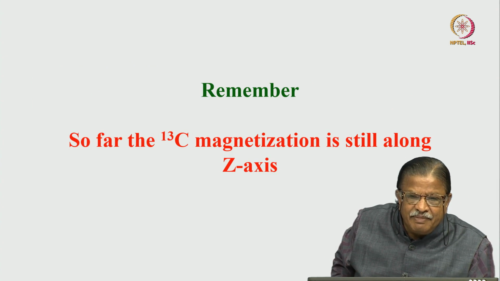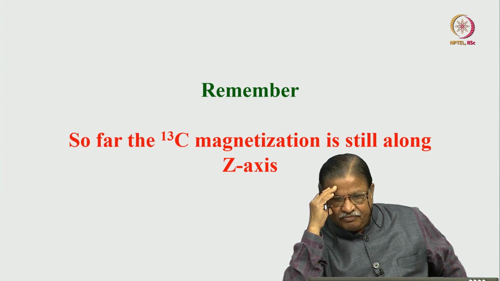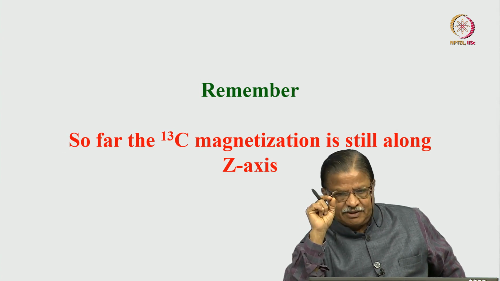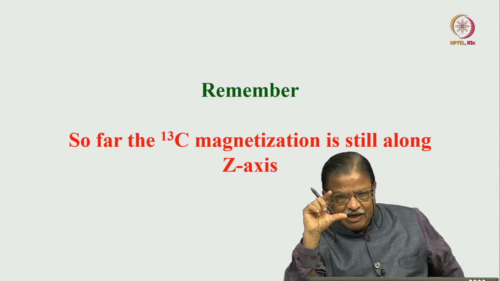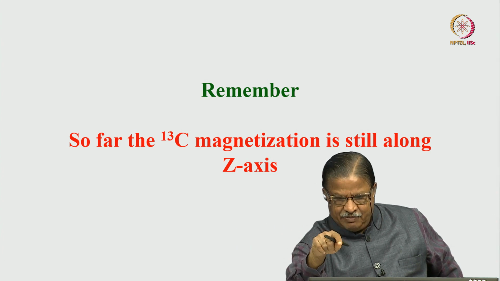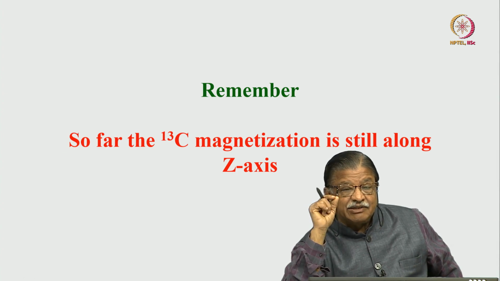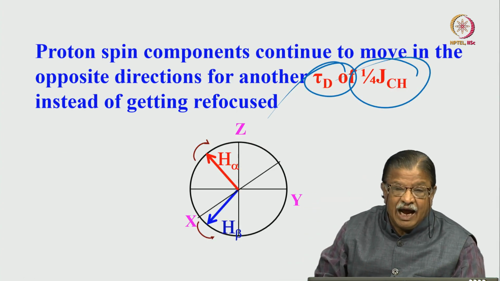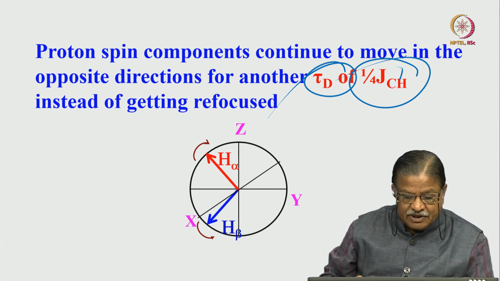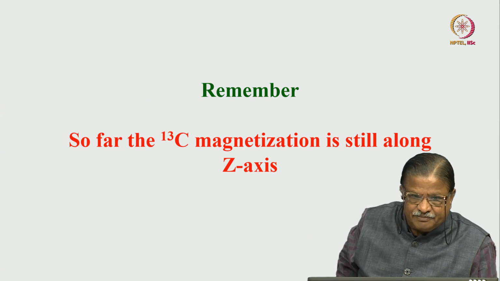So what is happening for the proton? By simultaneous application of the two 180 pulses on proton and carbon, we interchange the labels of the proton doublets, not carbon, proton doublets. The 180 pulse of course inverted the population, but the proton which was H alpha coupled to C alpha now became H beta coupled to C beta, which became H alpha. As a consequence, we interchange the labels of the proton spin states, and they continue to move for another tau delay, which is equal to 1 over J. Instead of getting refocused, they start moving in the opposite direction. They get continuously dephased further.